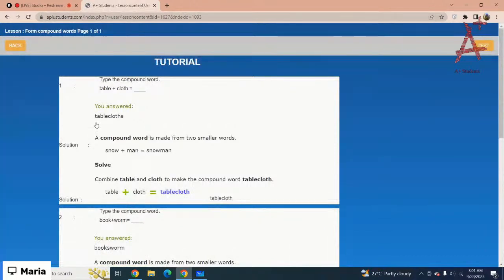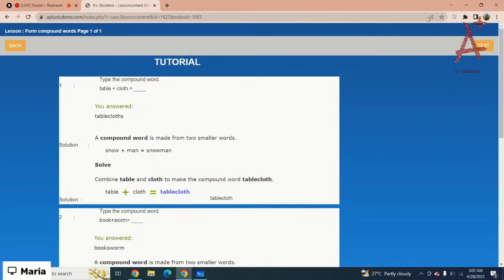So what is the compound word? A compound word is made of two smaller words. When you write down two words together to make another word, they make a compound word. Like snowman. Snowman is the word that you can make from snow and man. Snow and man are two different words. You can combine them to make the snowman, got it? Same way, combine table and cloth to make the compound word tablecloth. You combine them to make the new word that would be tablecloth. Got it?